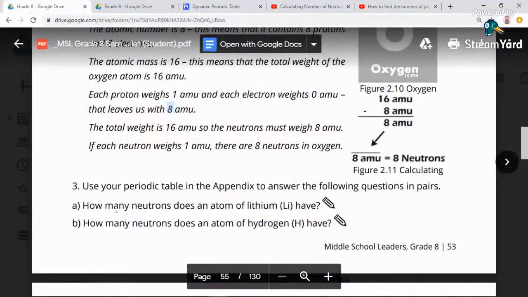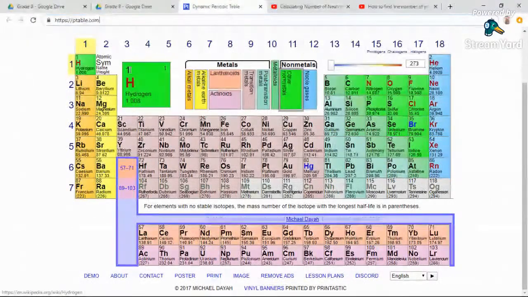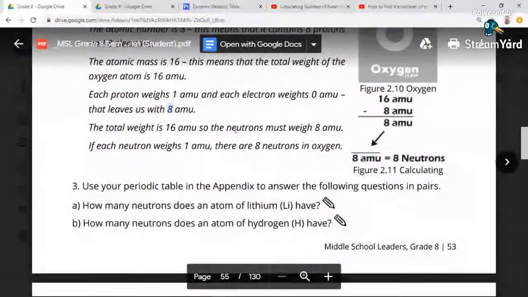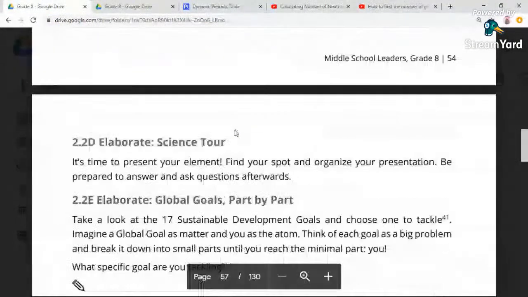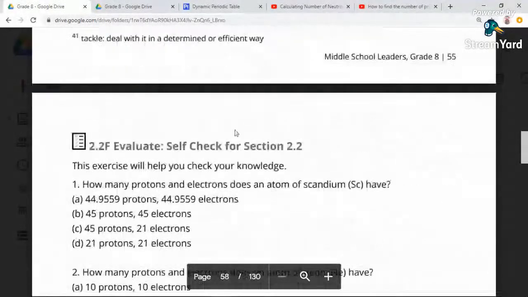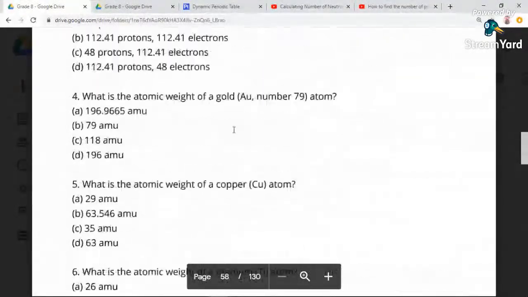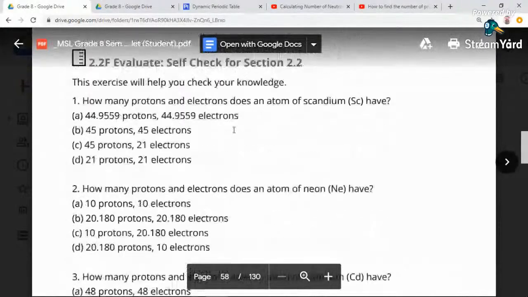Do the same for hydrogen. Where is hydrogen? Look, hydrogen has 1. Hydrogen has 1.00. Do the math, guys. You can do it. You are smart. You can do it. And that was from last week. This week, you have even more questions, but they're in the same style.